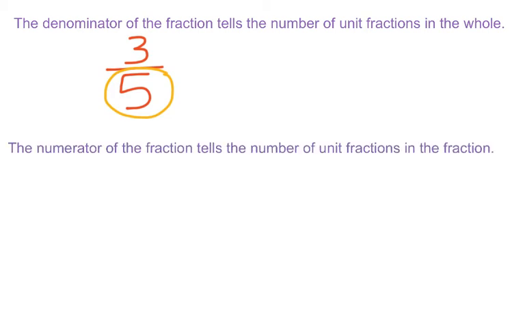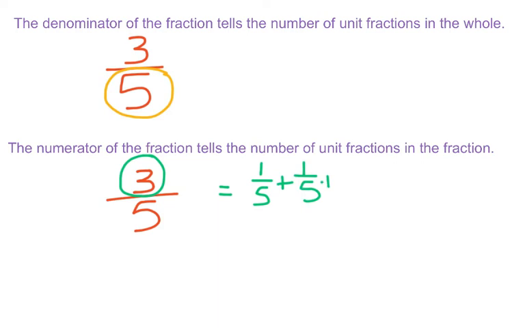The numerator of a fraction tells the number of unit fractions in the fraction. So if we take that same fraction, 3/5, we now know the denominator is 5, and that one whole is broken up into 5 equal parts. But the numerator, the top number there, tells us the number of unit fractions that are in that. And all that means is there are 3/5. There's 1/5 plus 1/5 plus 1/5 to equal those 3/5. So there's 3 unit fractions in that 3/5.